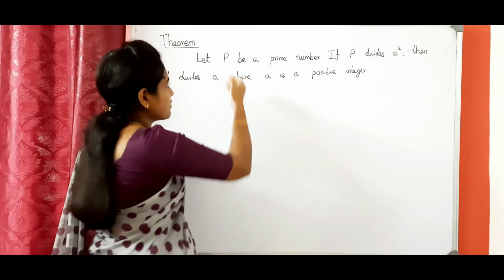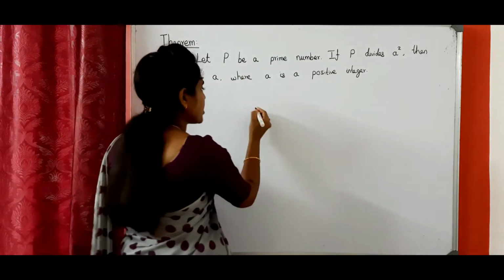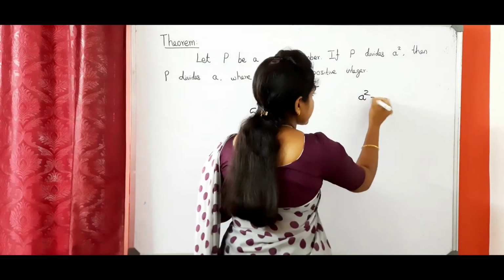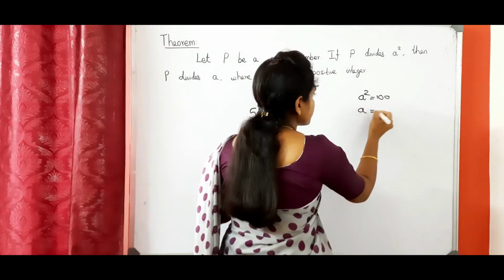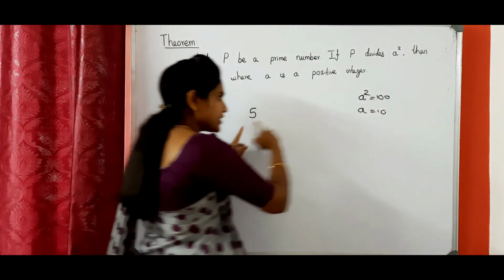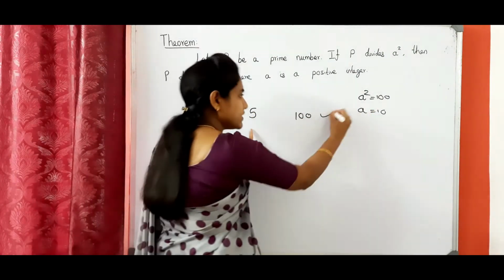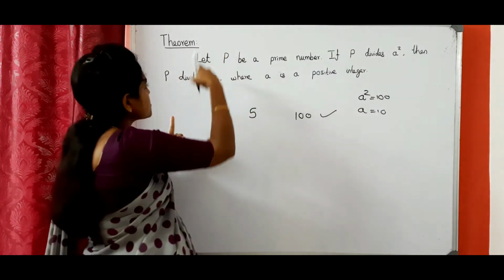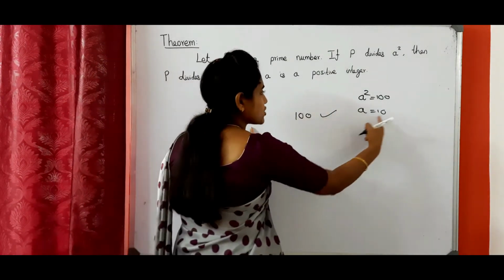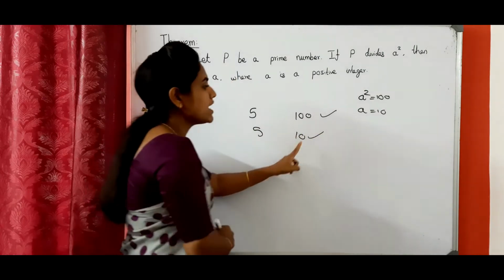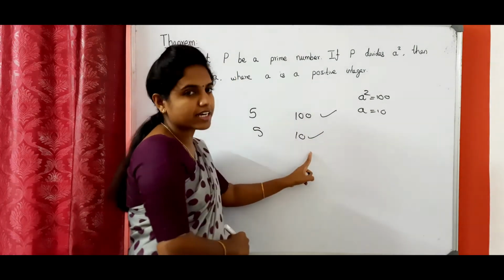For example, I am taking one prime number, 5 is a prime number, and I am also taking A square equal to 100, so A equal to 10. This 5 divides A square. A square means what? 100. Yes, 5 divides 100. Then according to the theorem, 5 divides A also. A value is 10. 5 divides A also.